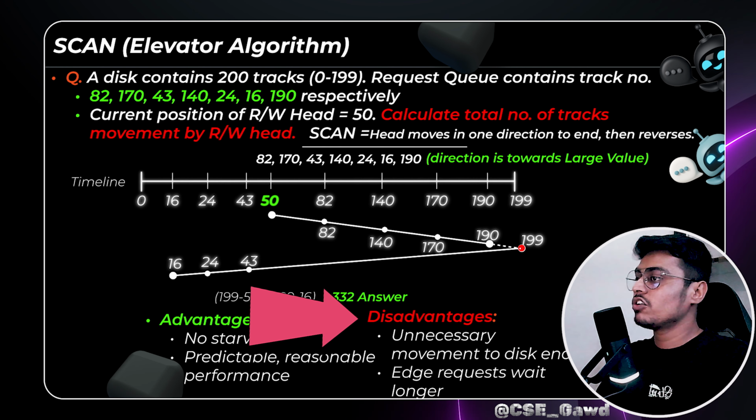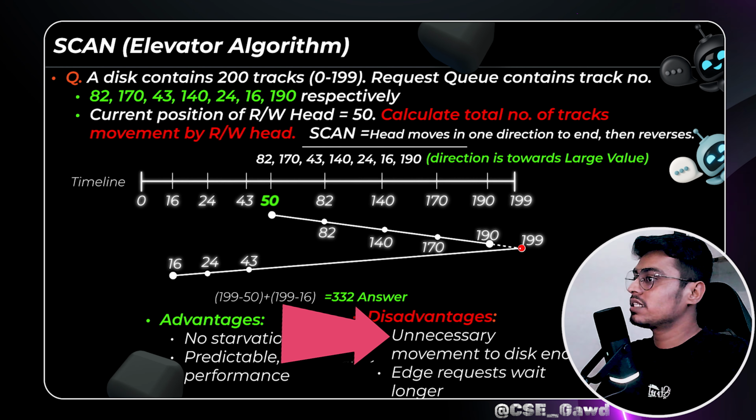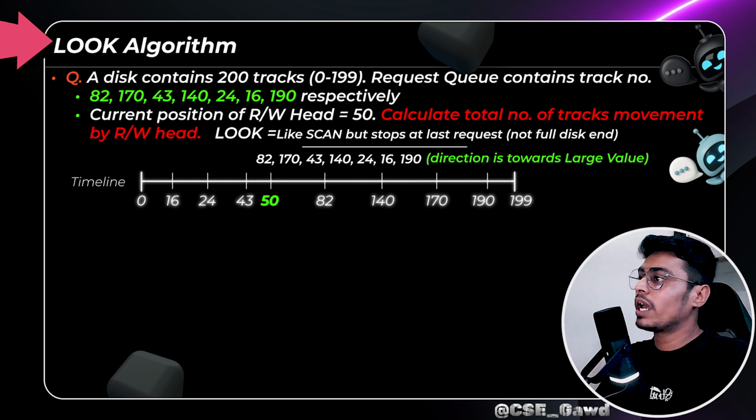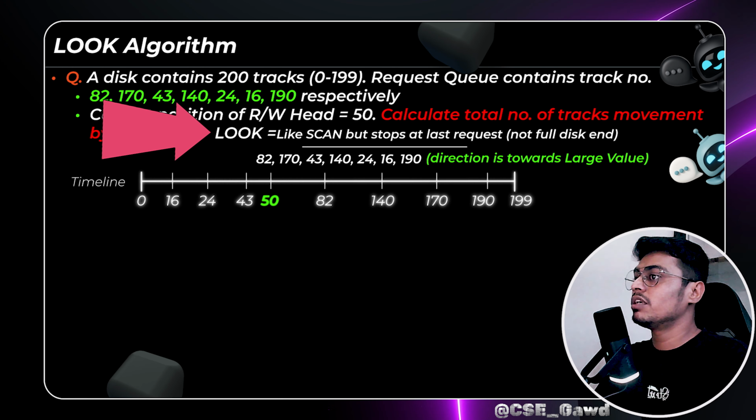Now what are the disadvantages of SCAN? Unnecessary movement to the disk ends, and requests at the edge might wait longer. So this is the disadvantage of the SCAN algorithm. Now moving forward to the LOOK algorithm. LOOK is similar to SCAN but more efficient.